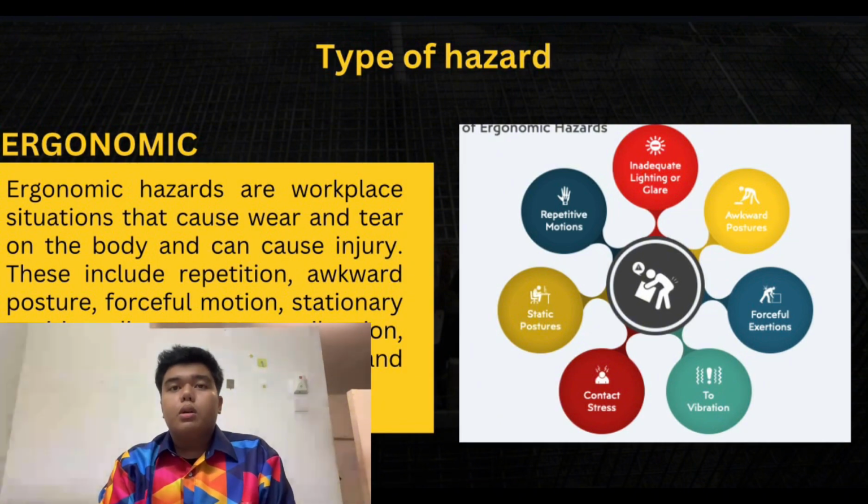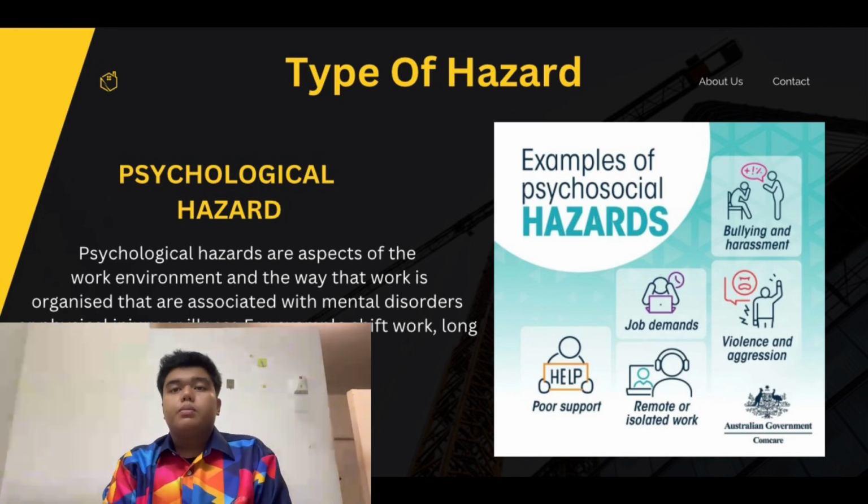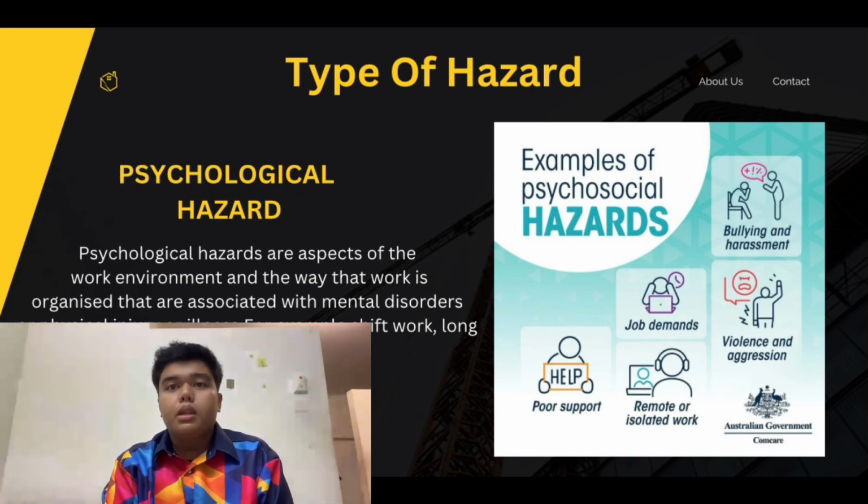Next, I want to talk about psychological hazards. Psychological hazards are aspects of the work environment and the way that work is organized that are associated with mental disorder or physical injury. For example, shift work, long work hours, and bullying.